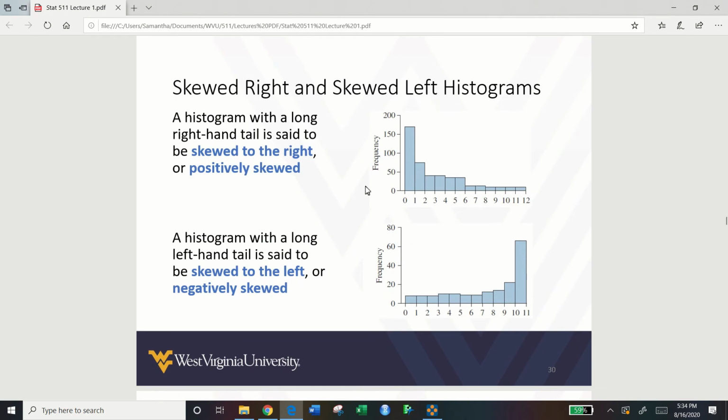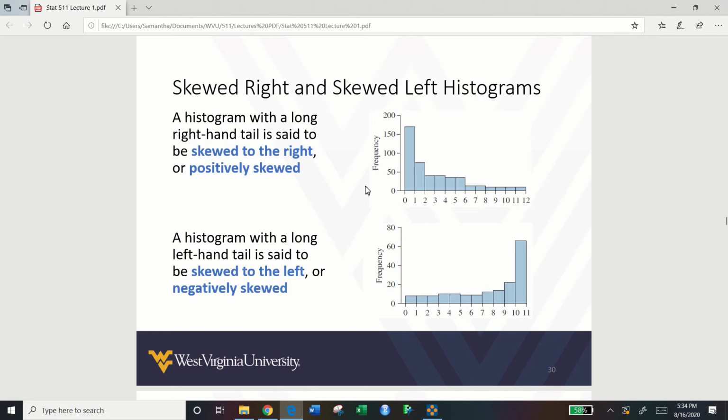And as we can imagine, sometimes instead of having something being symmetric, we can have something that is skewed to the left or the right. When something is skewed to the right, it is also known as being positively skewed. When it is skewed to the left, it is negatively skewed.